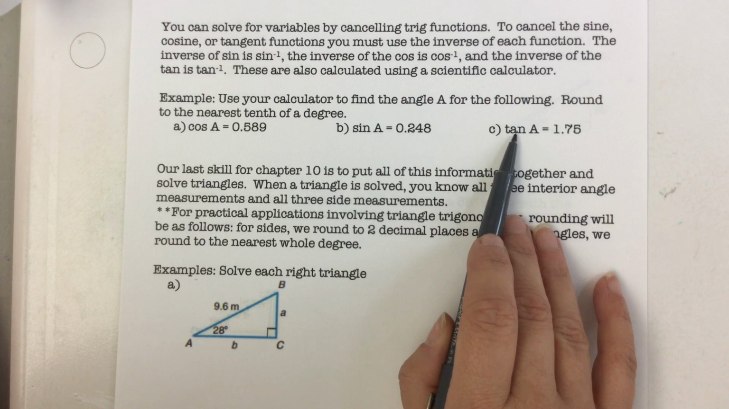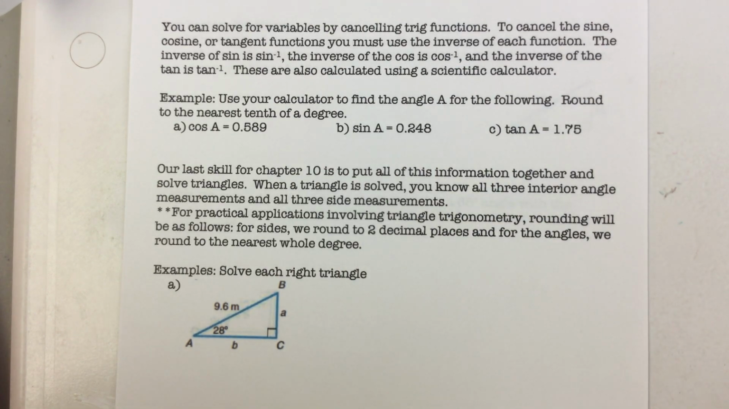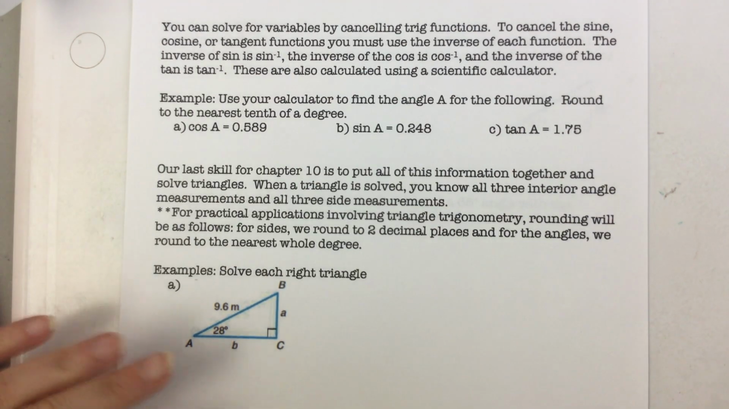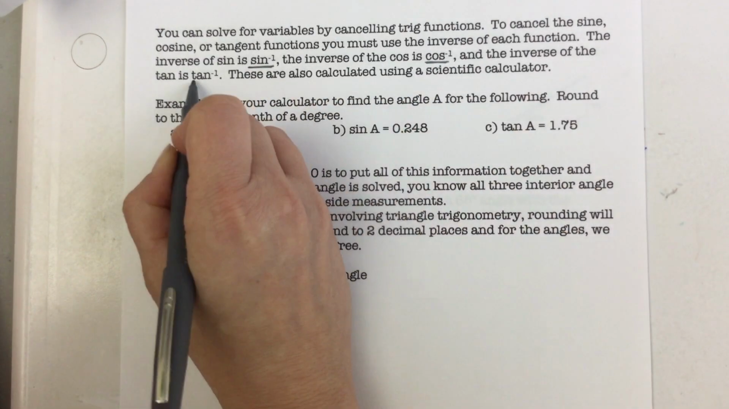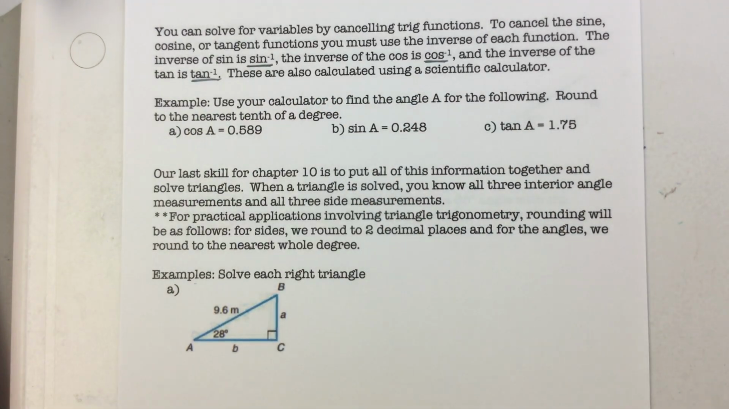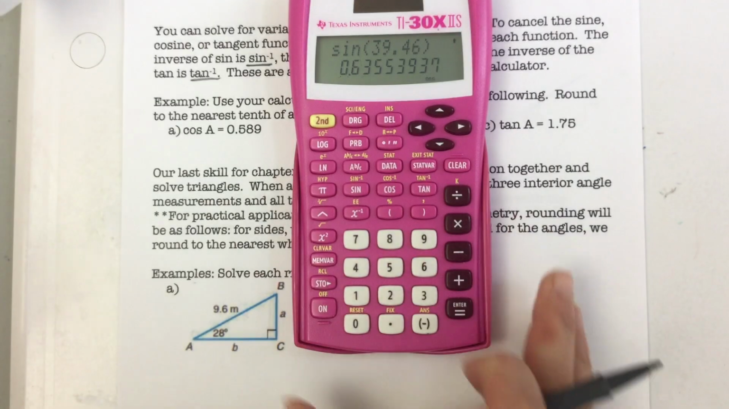Here, I'd have to cancel the tangent. The inverse operations of the sine, cosine, and tangent are the inverse sine, the inverse cosine, and the inverse tangent. They look like this: it's the trig function with an exponent of -1. That's how you cancel a trig function. And again, it's on your calculator.